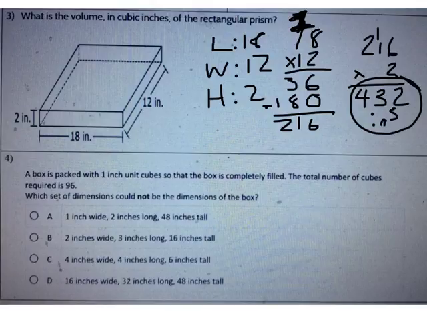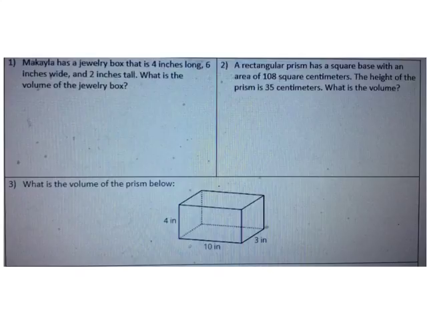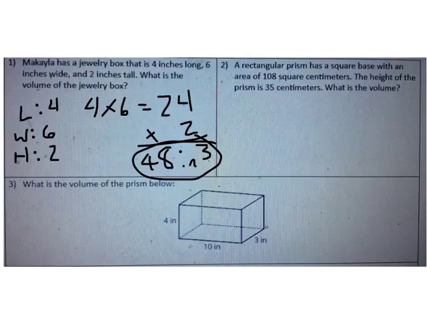Which set of dimensions could not be the dimensions of the box? Find the volume for every answer choice and choose the one that doesn't have a volume of 96. The correct answer is D. Now solve number 1. Michaela has a jewelry box that is 4 inches long, 6 inches wide, and 2 inches tall. What is the volume of the jewelry box? The volume is 48 inches cubed.